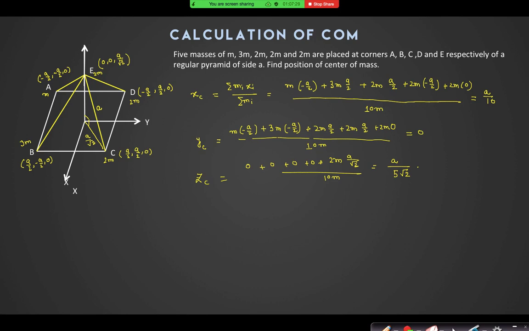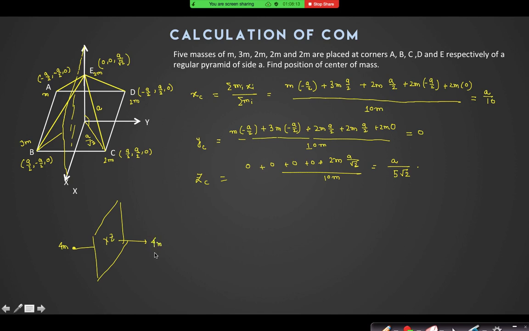Look, one more thing to observe from this question. Suppose you have cut this pyramid by this xz plane. So what is the mass on the left side of this xz plane? Is it 4m? 3m plus m? 5m. And what is the mass on the right side of this xz plane?